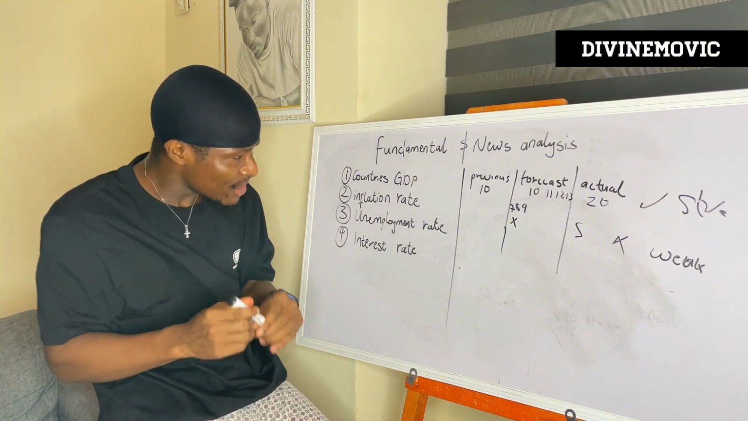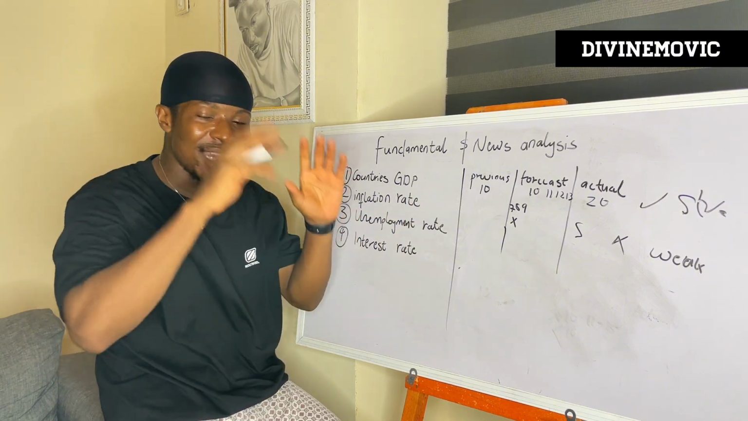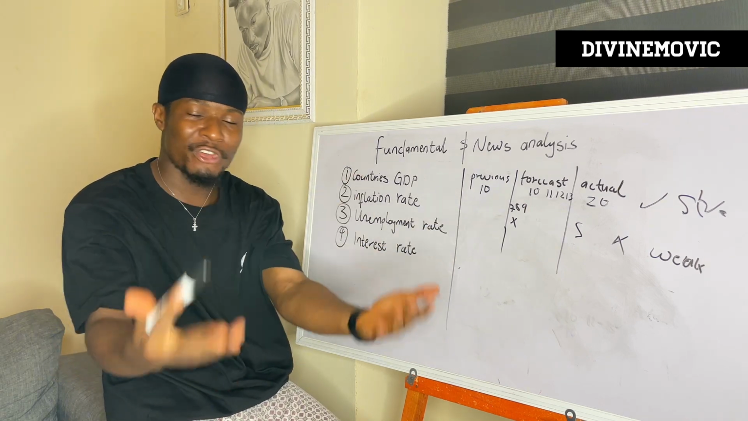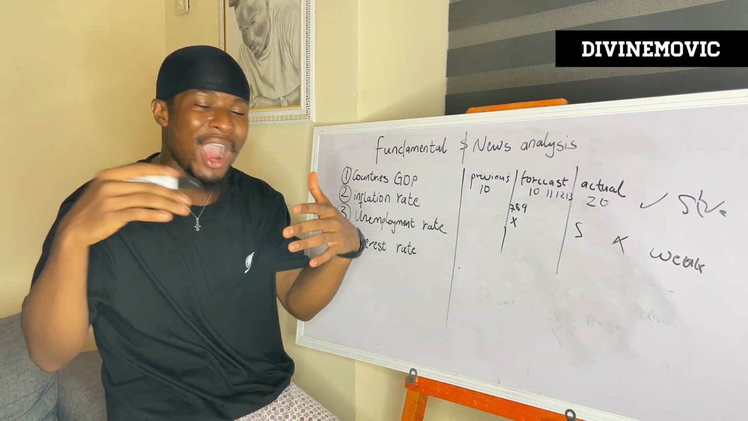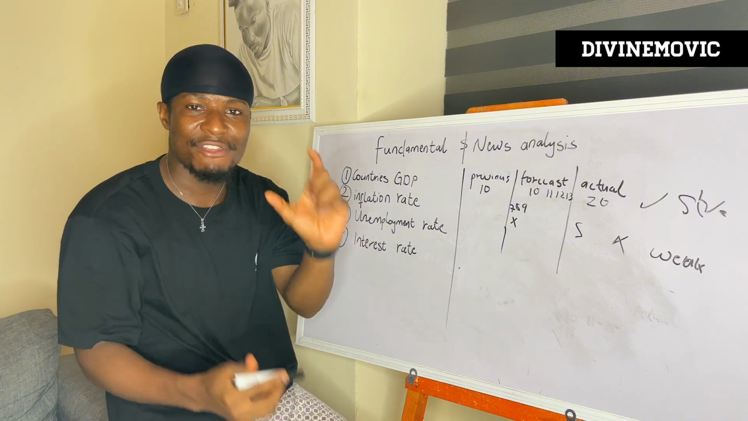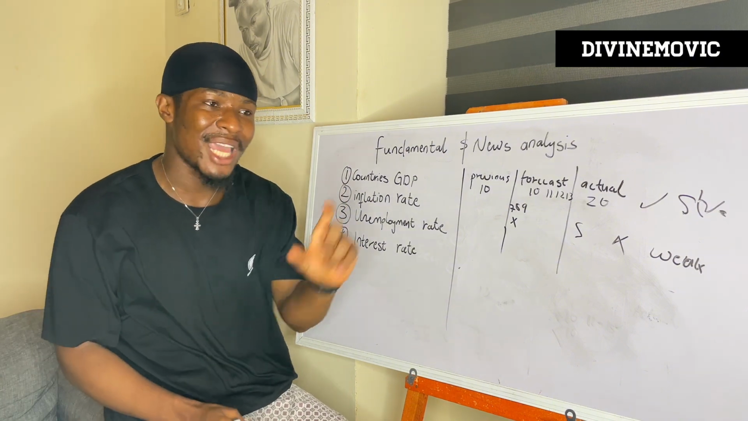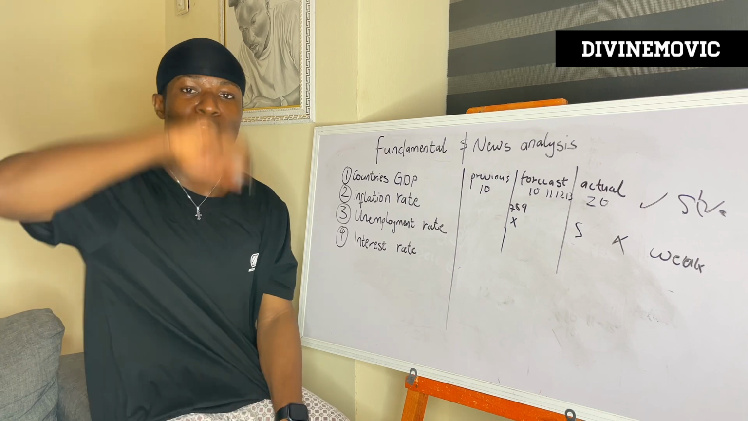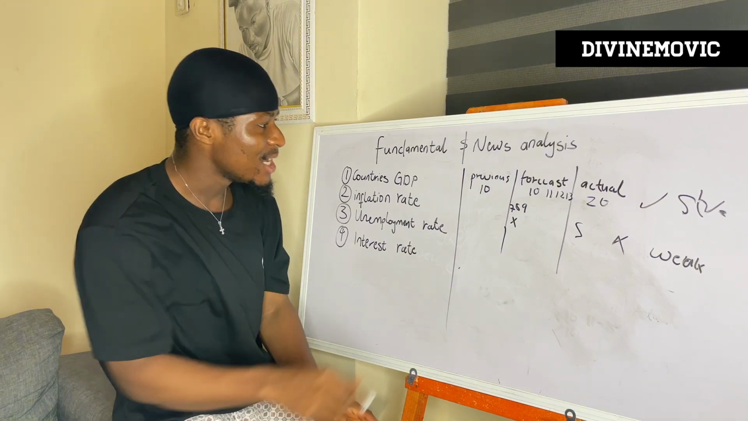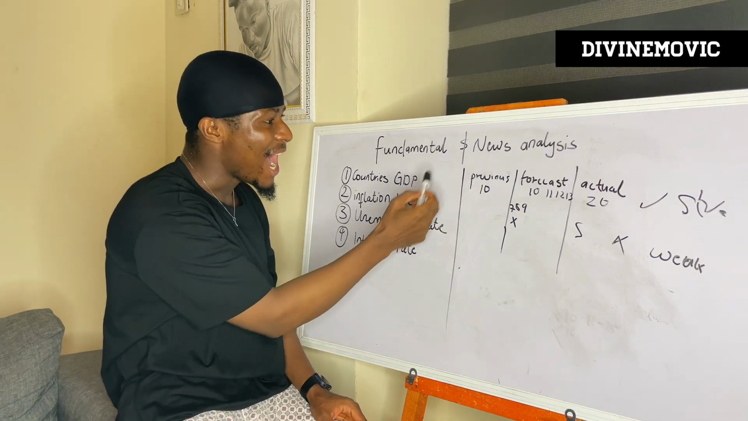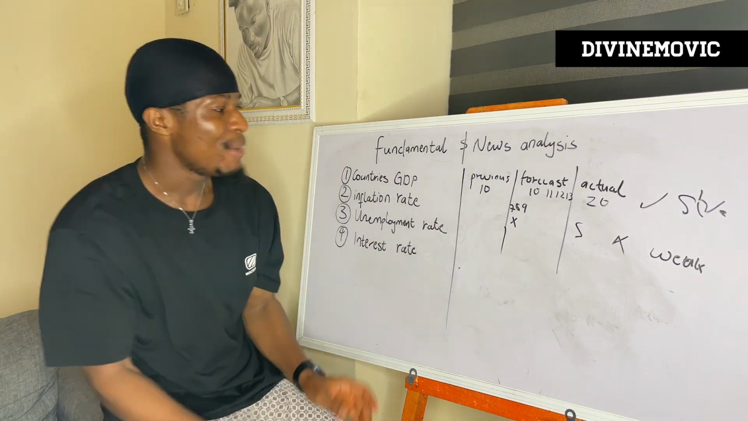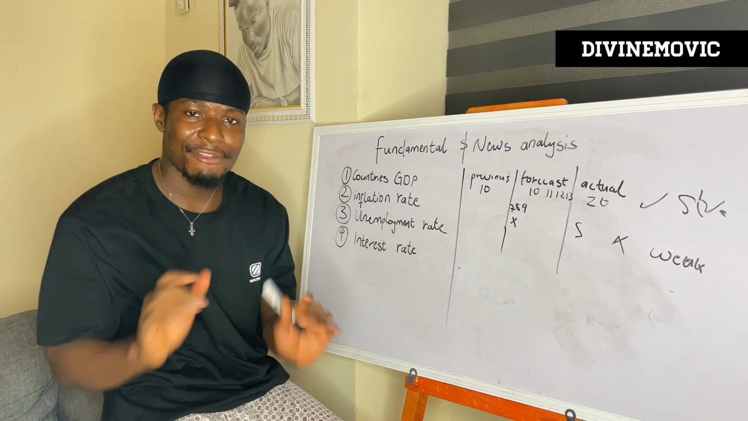I'm actually saying that previous is simply what the old report is. Forecast is what professionals are predicting is going to happen, or how it's going to come out. If it comes out like this, it's going to be good. If it comes out like that, it's going to be bad. Now, the actual is simply the news that is going to drop on its own. For instance, if the previous data is 10 and the forecast is saying that if it's above 10, it's going to be good for the economy, but if it's below 10, it's going to be bad for the economy.